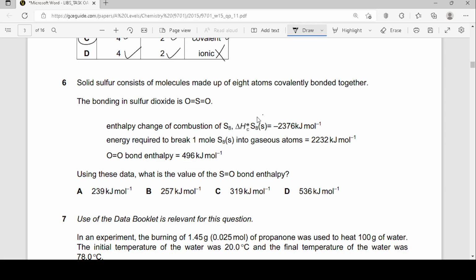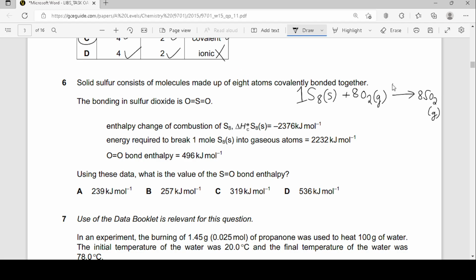So the enthalpy change of combustion of S8 solid is minus 2376 kilojoules per mole. Let's just write that down. So S8 solid plus O2 gaseous, giving you SO2 gaseous. That is your enthalpy change, is it not? And it's for 1 mole of the solid. That's how you define enthalpy change of combustion. 1 mole of the substance is reacting with excess oxygen to form combustion products, right? So this will become 8 SO2. 8 times 2 is 16, so I will add an 8 over here to balance the equation out. And then what?